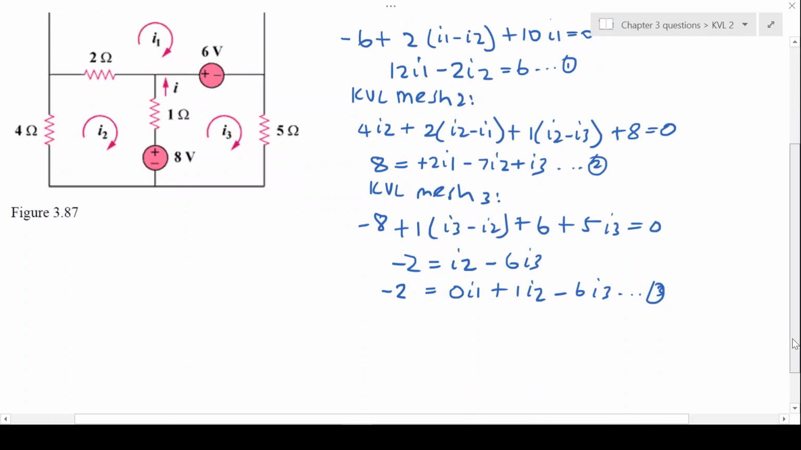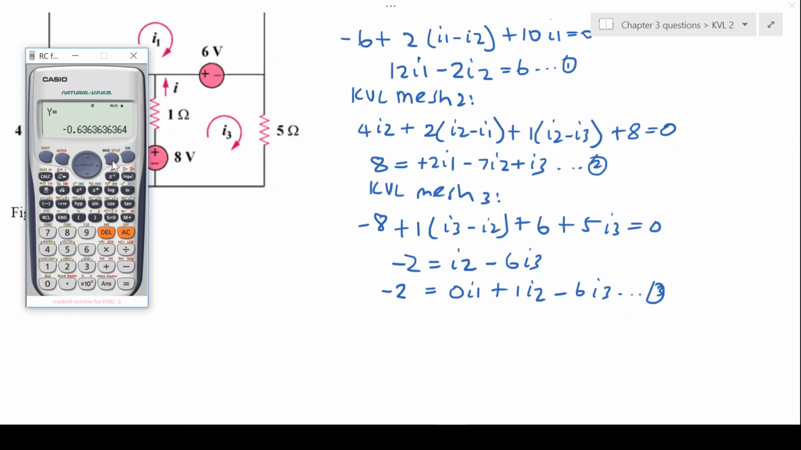Right, now we can solve. In order for us to solve, we will again select our equation mode. This time we'll select the quadratic expression or equation, which is option 2, and we insert all the coefficients. The first set of coefficients, for I1, I2, I3, and the constant, will be 12, minus 2, 0, and 6.